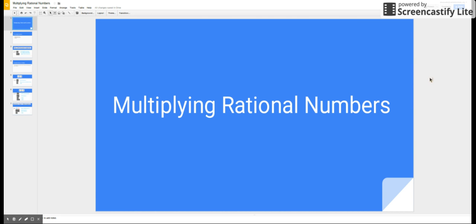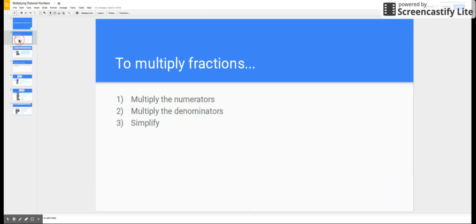Hi there. Today we're going to learn how to multiply rational numbers. So to multiply fractions, first you're going to multiply the numerators, so multiply the top numbers. Then you're going to multiply the denominators, so you're going to multiply the bottom numbers.